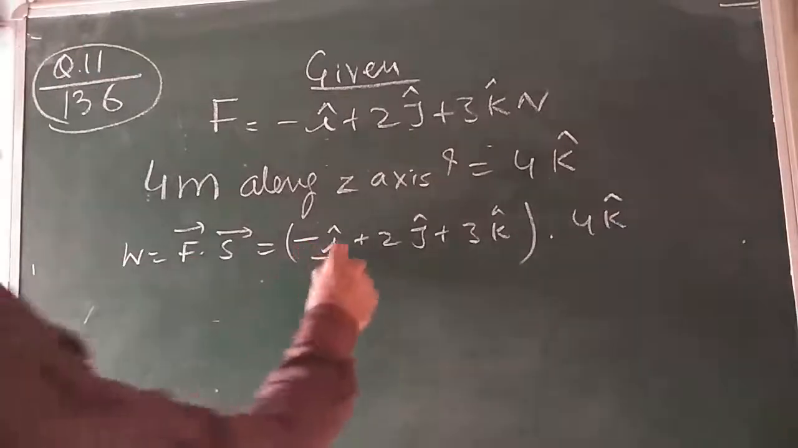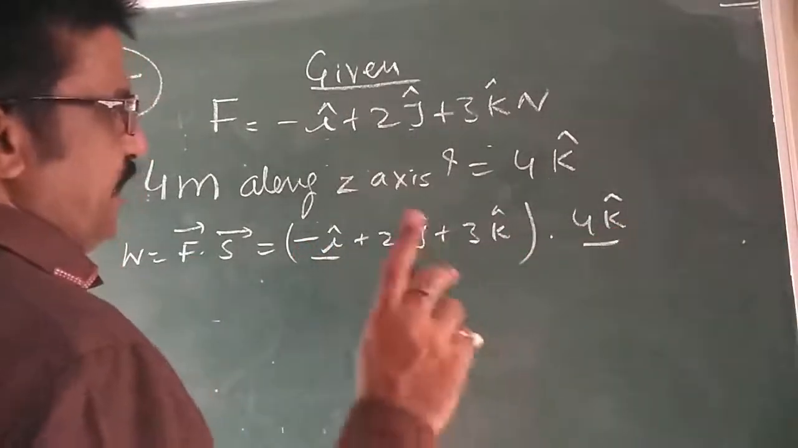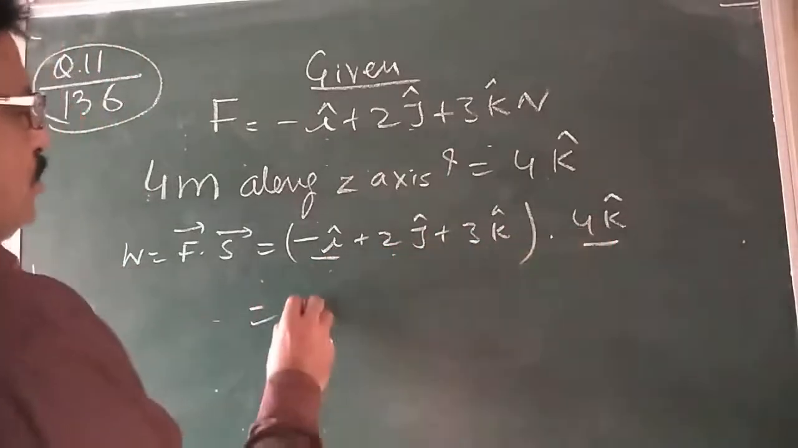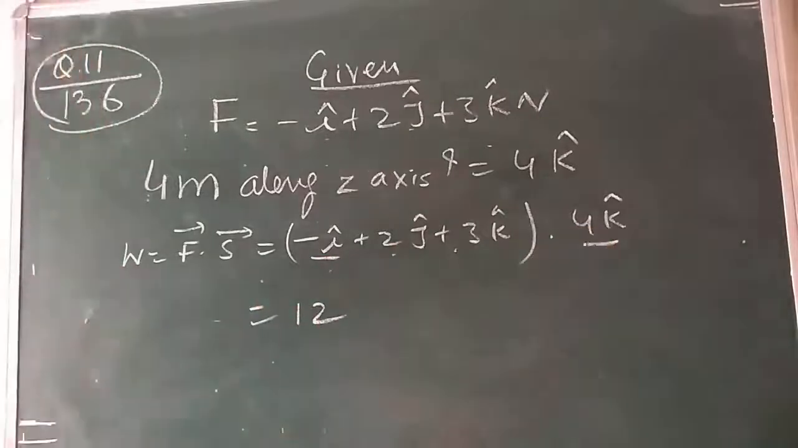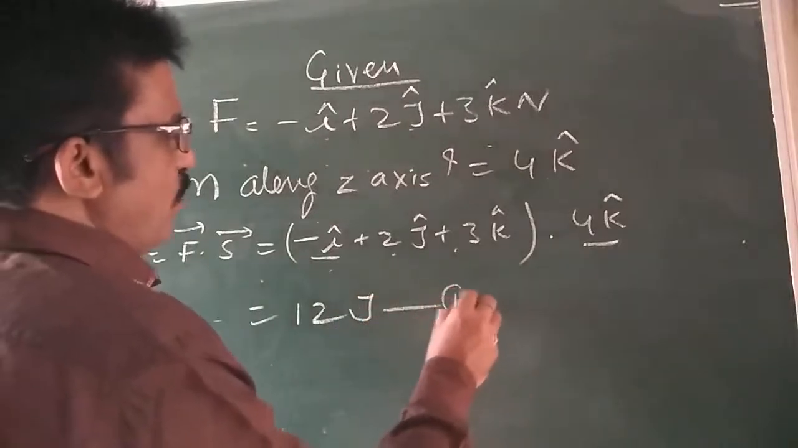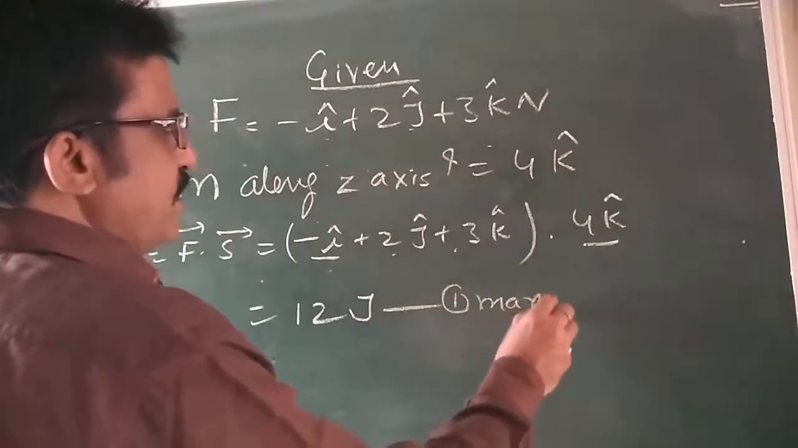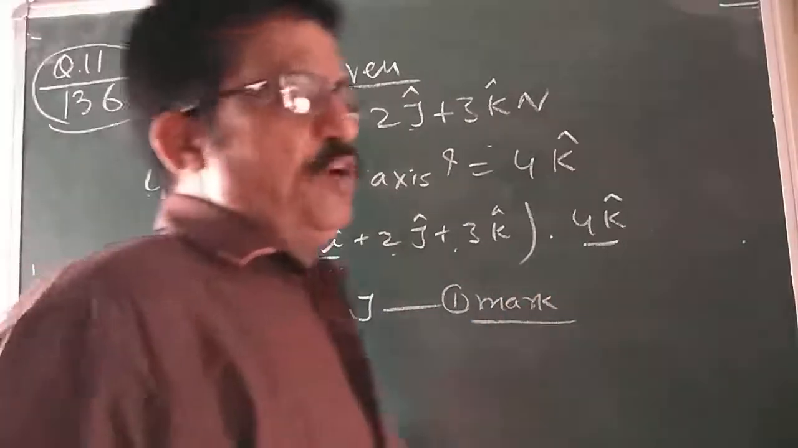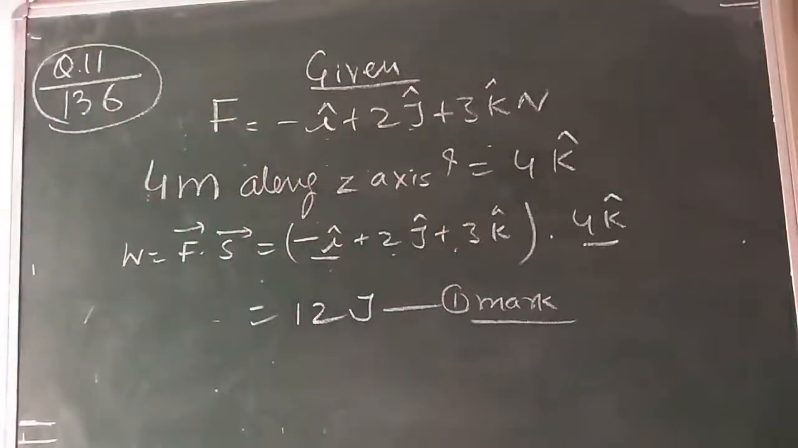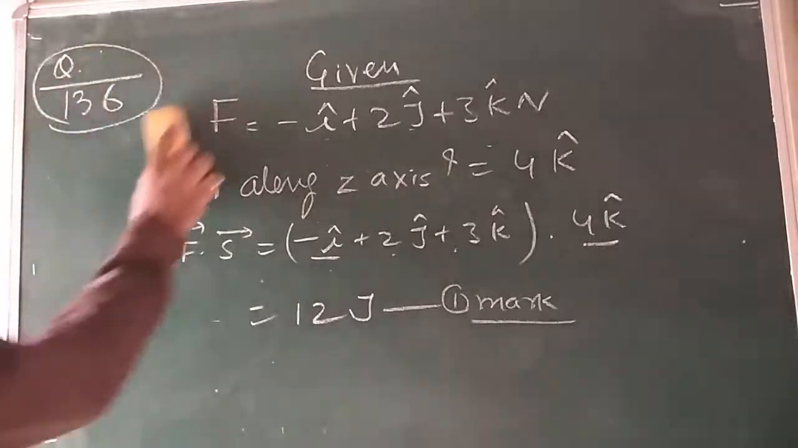Here i dot i, j dot j, k dot k is 1, i dot k is 0, j dot k is 0. So here only 12, 4 times 3 is 12. So this is 12 joule only. Dear children, it's a 1 mark question for any competitive exam or our annual exam. Now see the next question, question number 12 on the same page.